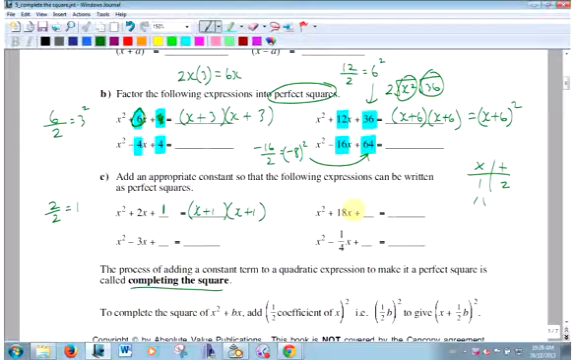How do I do it? What do I do? Half of 18 is 9. Square it. That's a perfect square. That's x plus 9 squared. Okay? A little trickier, exactly the same procedure.